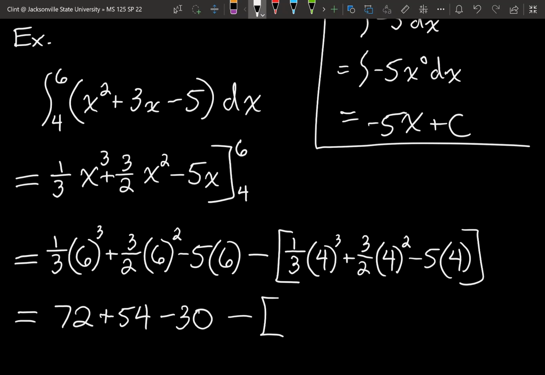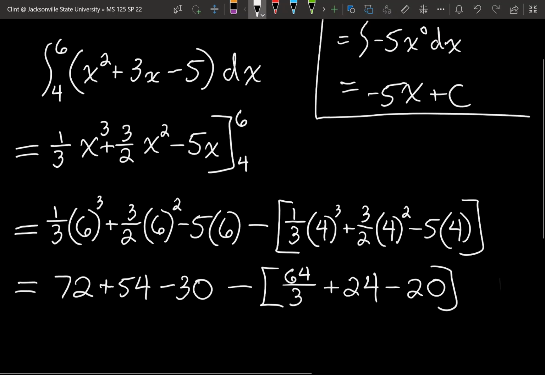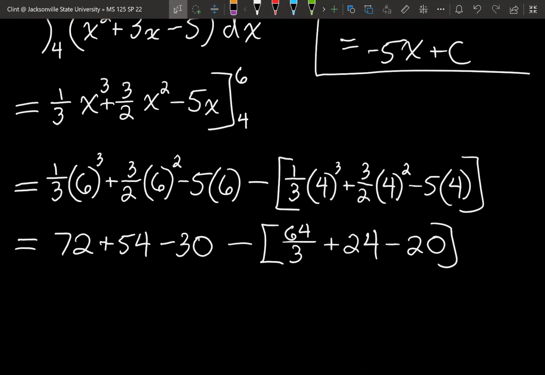And then 4 cubed, 64. So that one, not quite as nice. It's 64/3. And then 3/2 times 16 is 24. And then minus 20. Okay, so term by term, that's what we get.